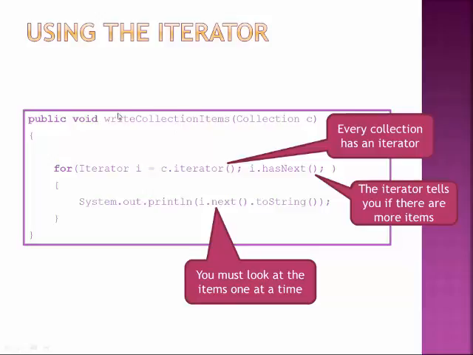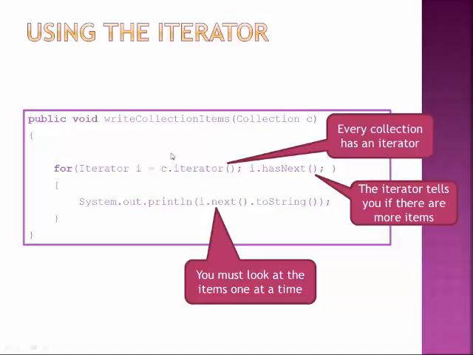So I have some method inside of here. I'm writing out the items in my collection. And I am passing in, again, you see a collection C. All collections have an iterator to that. And so using this for loop inside of here, I can say for iterator I. You can arrange this in a number of different ways. I'm just using a for loop. And so iterator I is C.iterator. So from the collection C, I'm asking for the iterator.